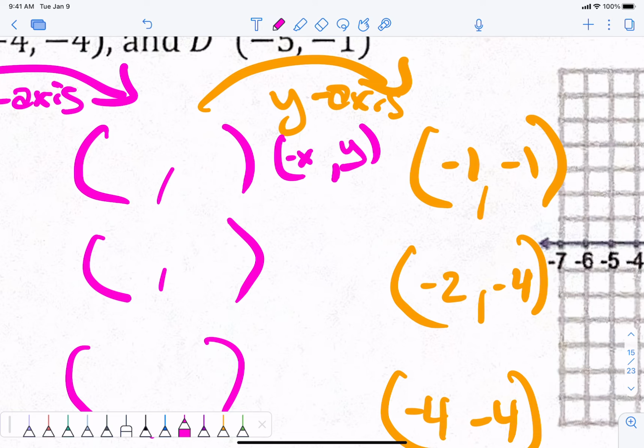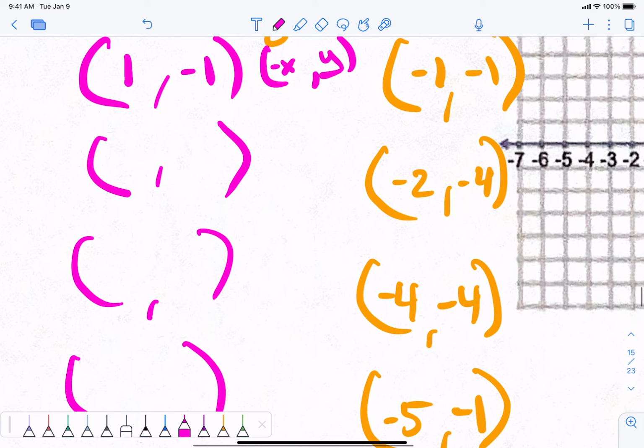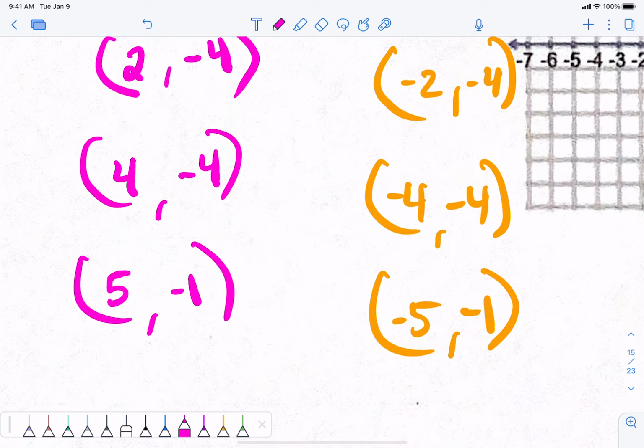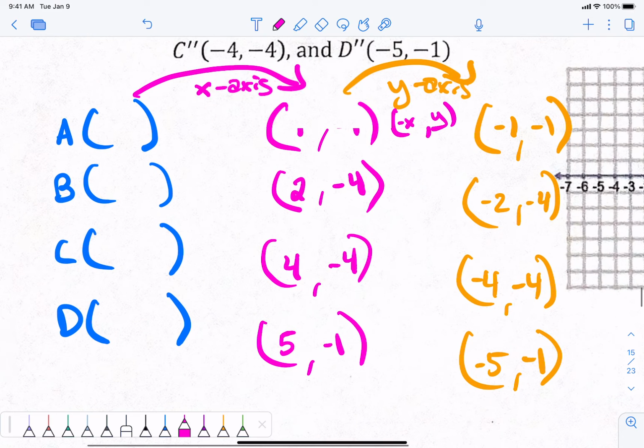-1, -1 will become positive 1, -1. -2, -4 becomes positive 2, -4. -4, -4 will be +4, -4, and then positive 5, negative 1. +5, -1. Okay, now let's do the next one.